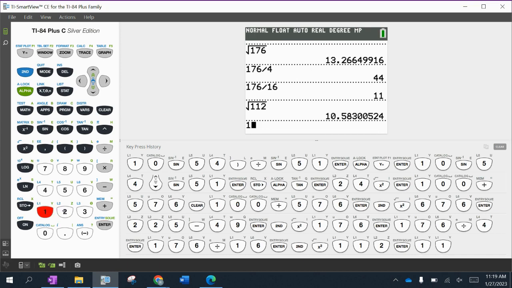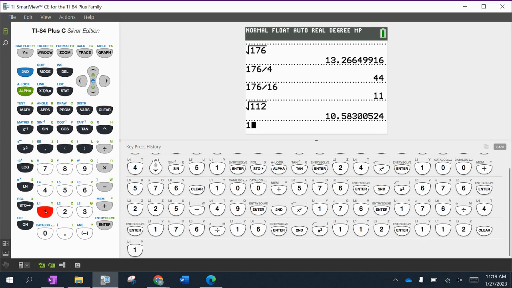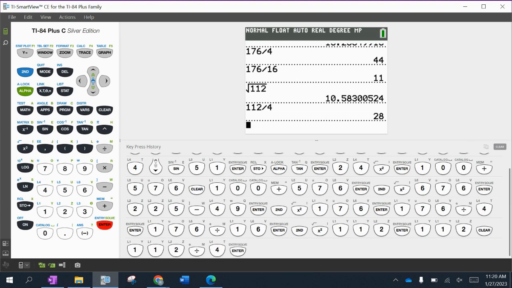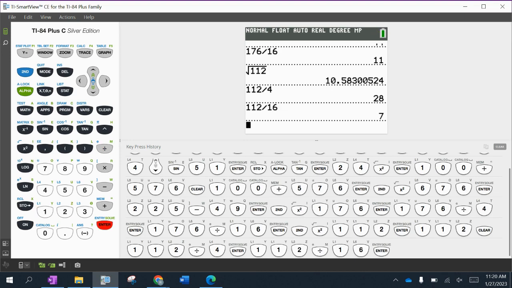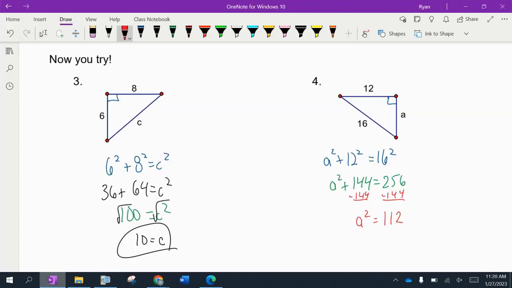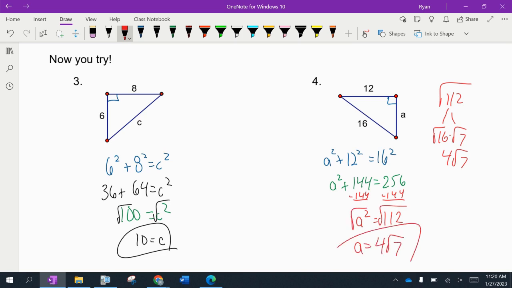Okay, so 112, again, 112 divided by 4 comes out evenly to 28. Since this is divisible by 4, and so is that one, I think that 16 should work. So 112 divided by 16 is 7. So when we break down the square root of 112, it's square root of 16 times the square root of 7. Square root of 16 is 4. So take the square root, and it simplifies to 4 root 7.